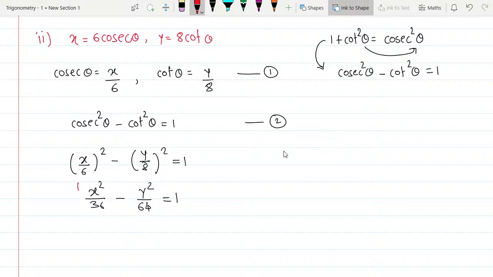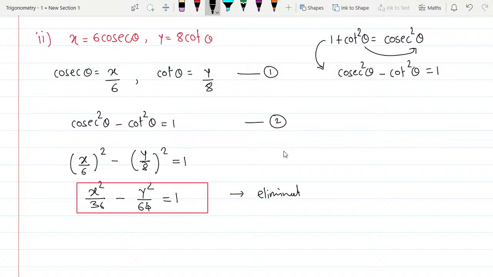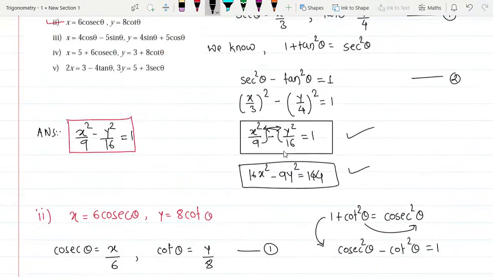Okay, if you want to solve further, no problem, you can always go for that, but finally your answer should not involve the theta in this. So here we have eliminated the theta. Okay, great. I hope you are understanding this question also.